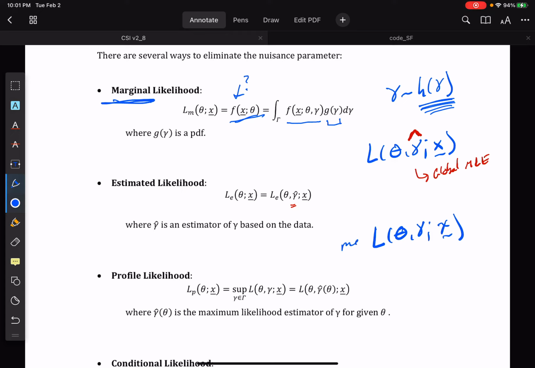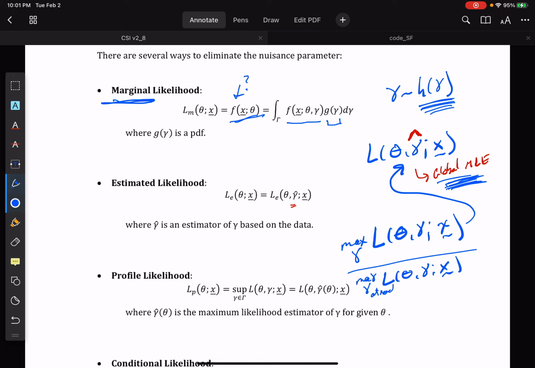So I could just take the max over all gamma. And if I just did that, then that actually is going to turn out to be that thing up here for the global MLE. All right? Here now I want to do something different. So I'm going to take the likelihood for theta, gamma for x, and I'd like to take the max over all gamma at each theta. And I don't have a good way to write this, at each theta.